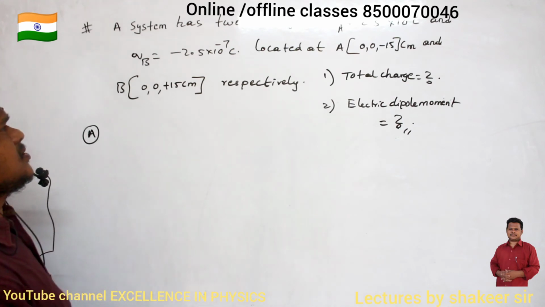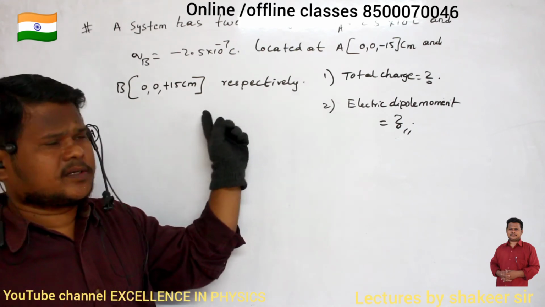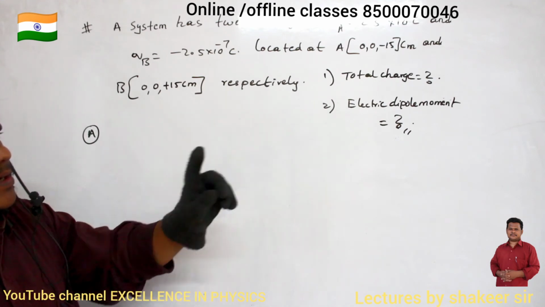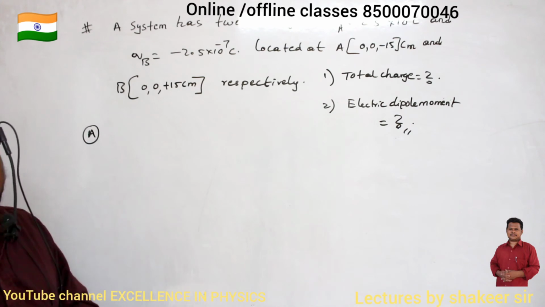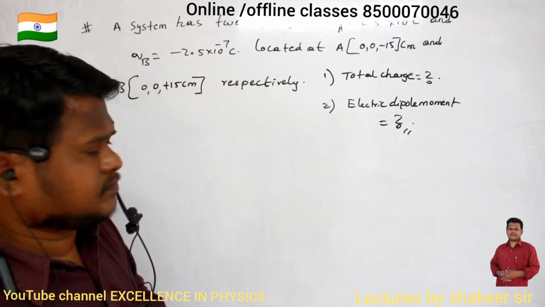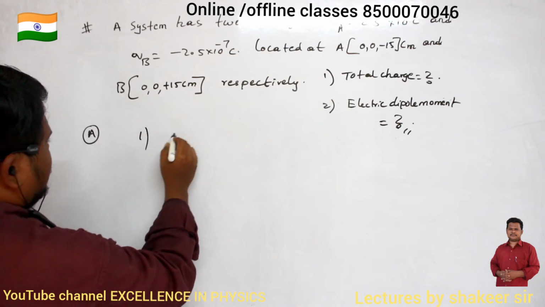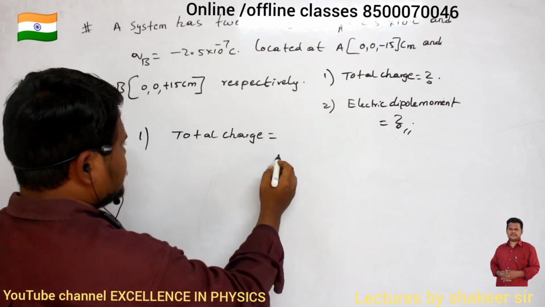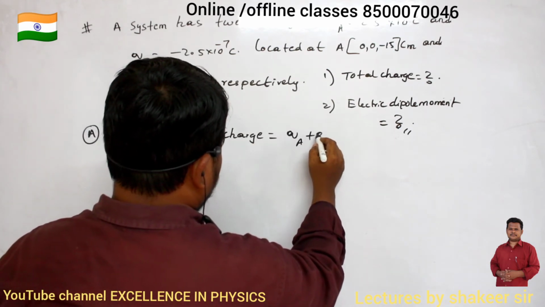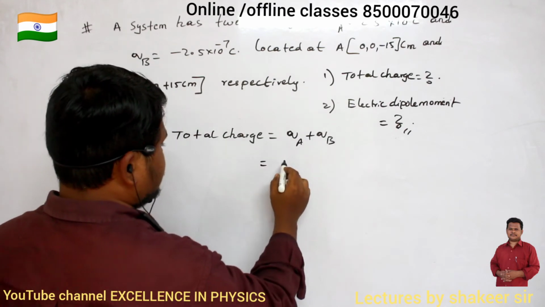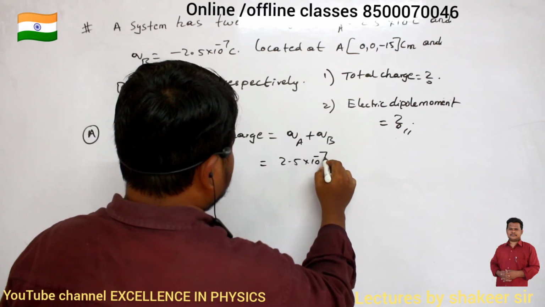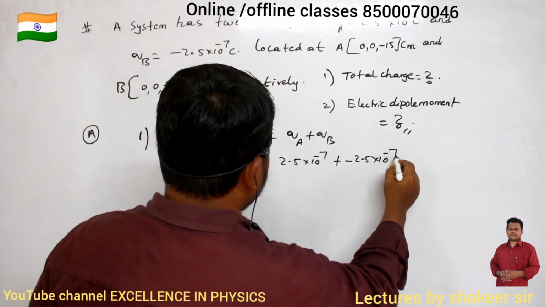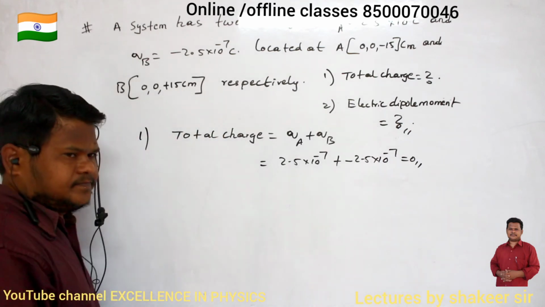Two charges are present, QA and QB. Their locations are given. First question: what is the total charge? Then the electric dipole moment of these two charges is how much? Total charge is QA plus QB. QA is 2.5 into 10 power minus 7. QB is minus 2.5 into 10 power minus 7. The total will become 0.